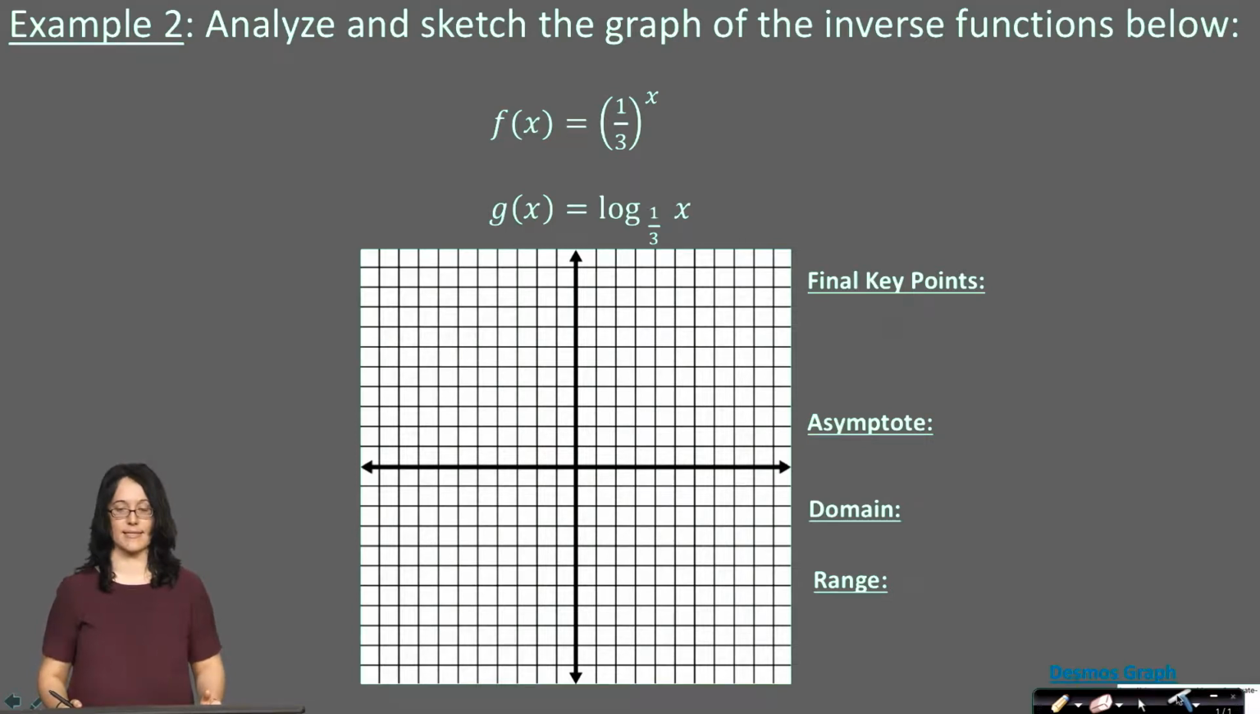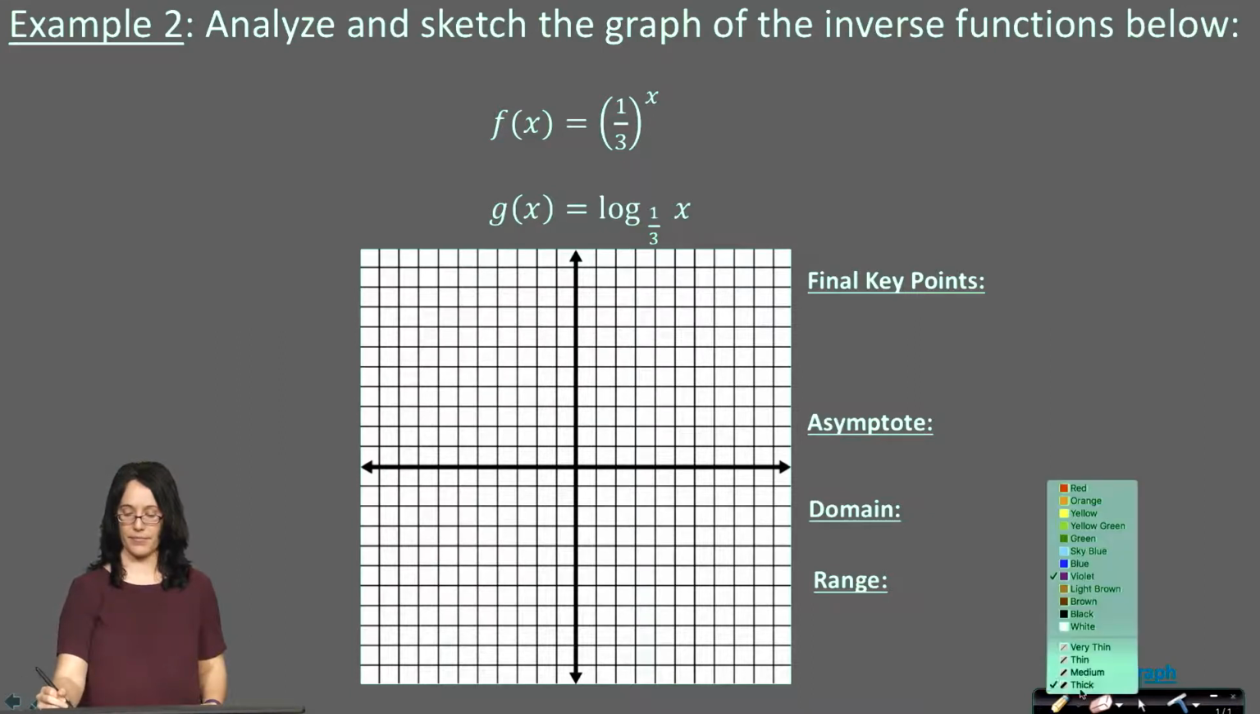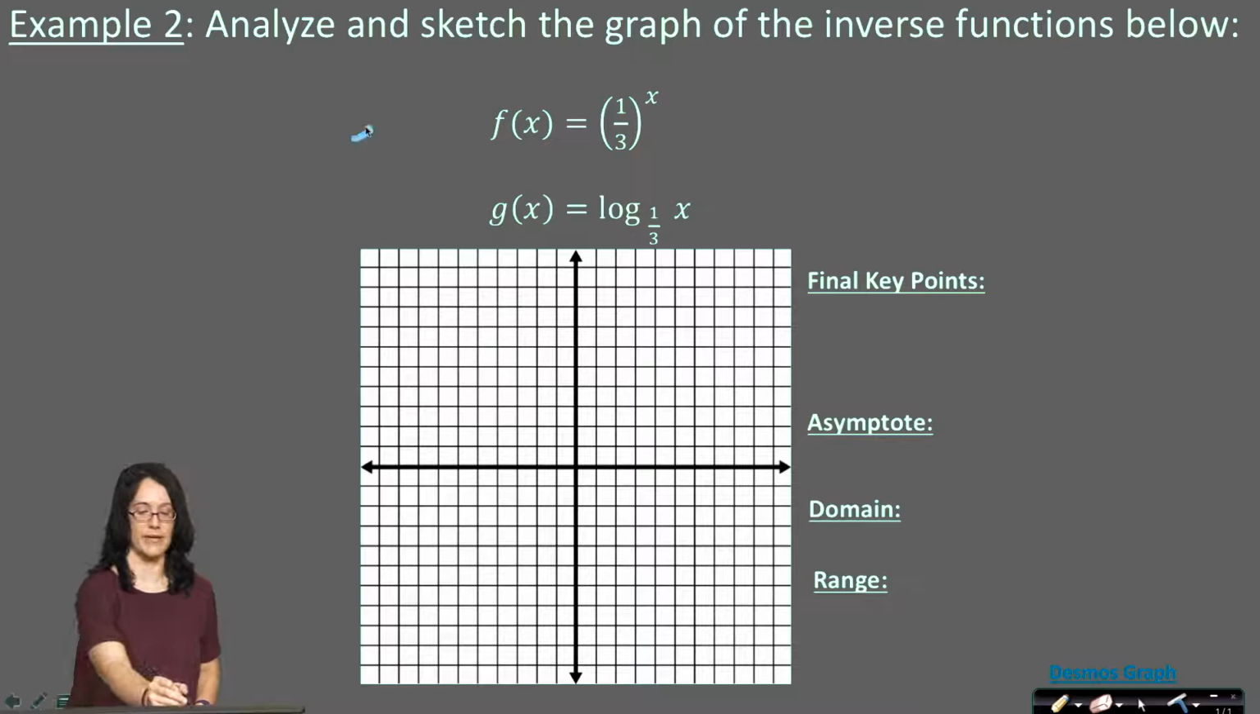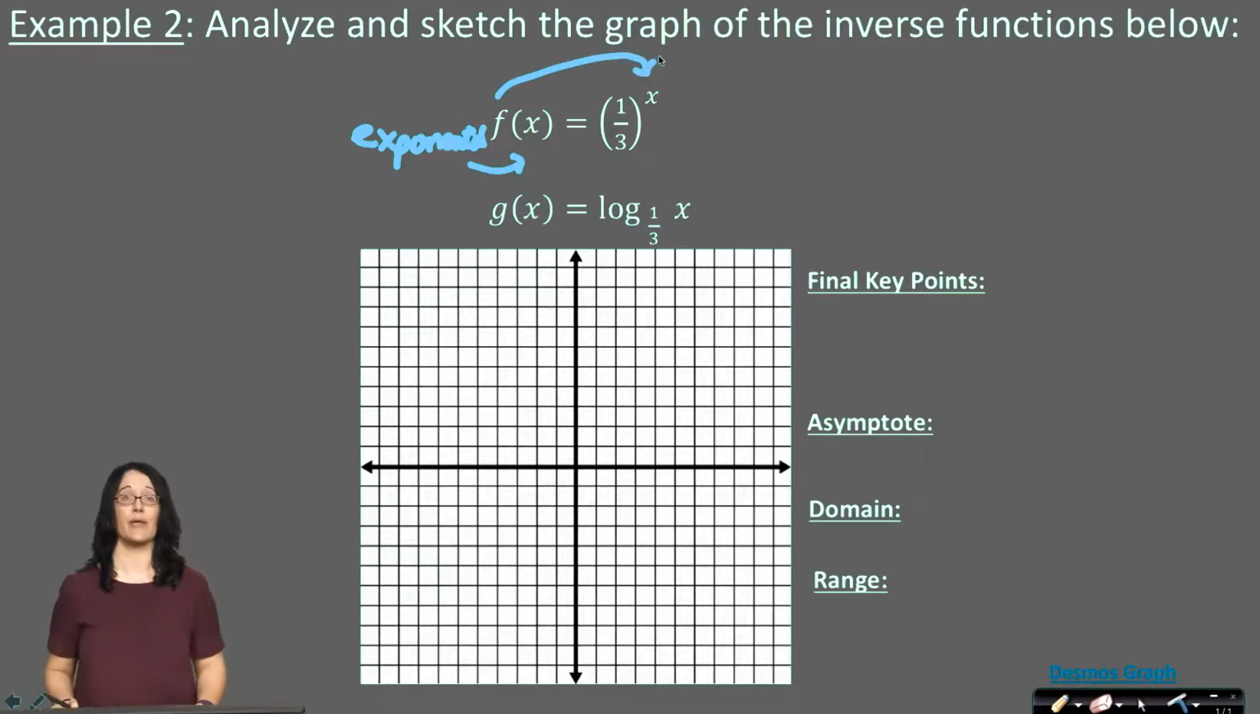It says analyze and sketch the graph of the inverse functions below. F of x equals 1/3 to the x power. Now, which type of function is that? All the functions we've studied in the course, which type of function is this? If you said exponential, you are correct. And the reason I know this is exponential is because x is in the exponent. Good job. So the first thing I would recommend is to remember the 3 key points and the basic structure of the graph.